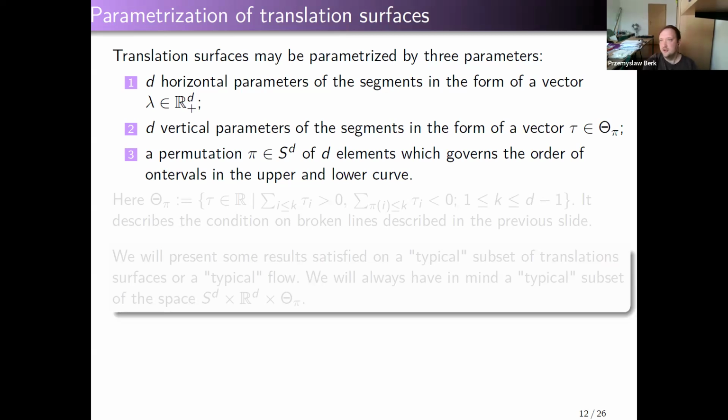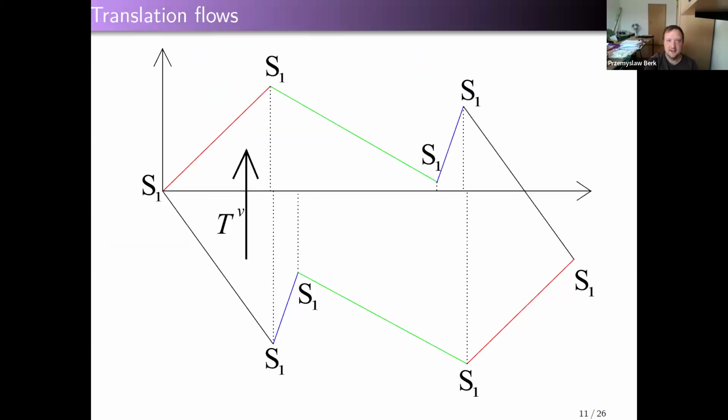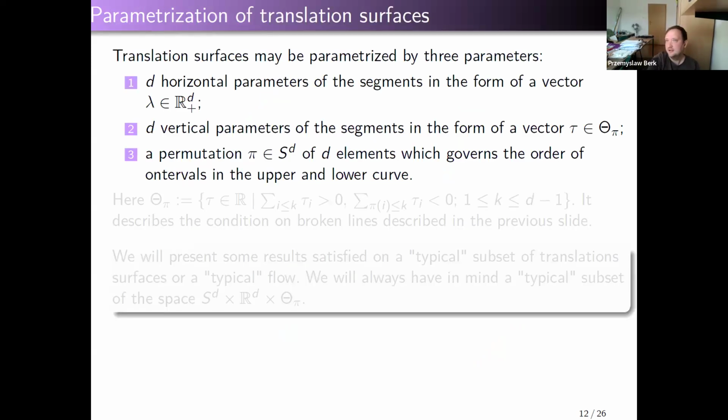And we also have permutations. Since we know that we have d identified pairs of intervals, it's enough to give the parameters of the intervals and then describe how they get translated. So in this case, for example, we have 4 intervals. So I have 4 vertical and 4 horizontal coordinates, and I need a permutation to tell me how I get from the upper curve to the lower curve. So now I just need the order of intervals. Nothing else is needed. And these are the parameters of the surface.